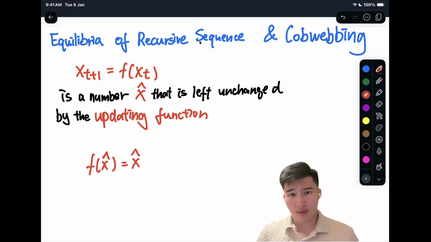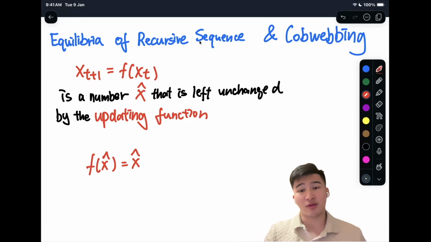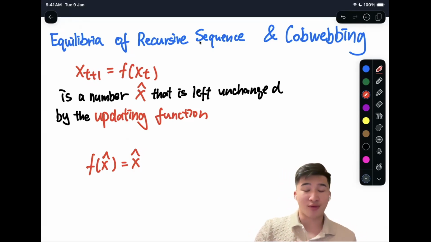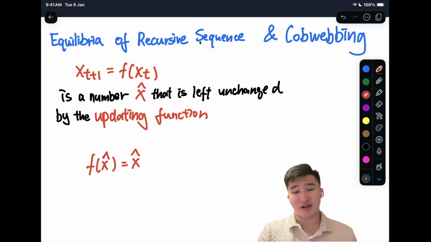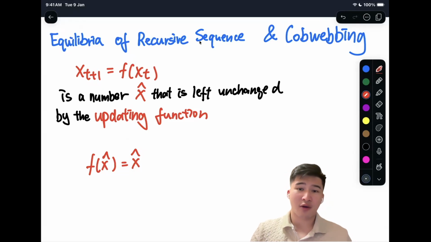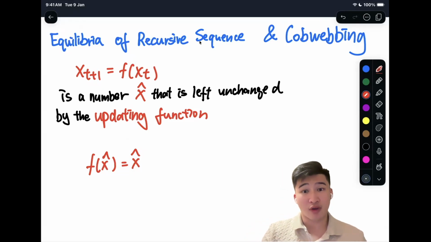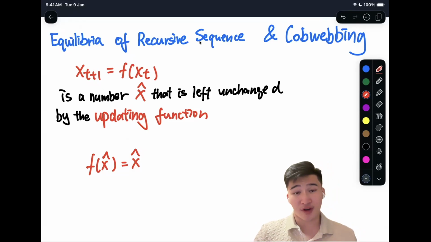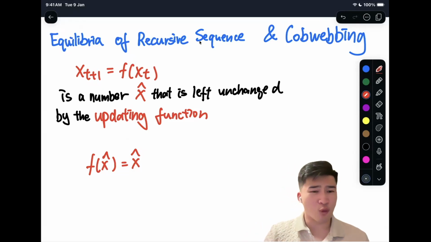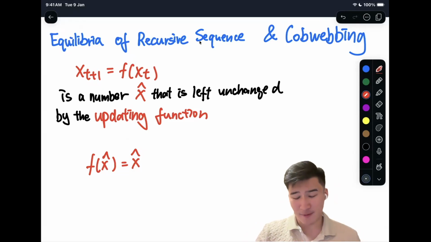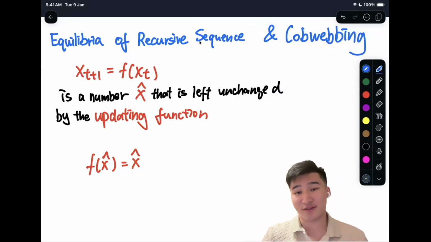Before we get into cobwebbing or stable and unstable equilibrium, we would eventually have to go through an example that really helps build our foundation and knowledge about what's going on with this chapter, and then we can move on to the next step. So without further ado, let's start by kicking off with what is an equilibrium. You can see an equation here: x_{t+1} = f(x_t).